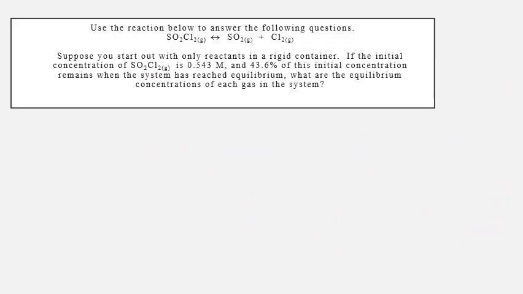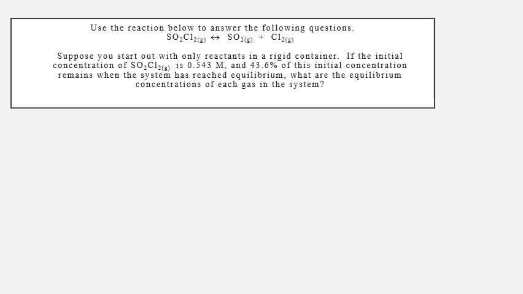The next reaction we're going to look at is the decomposition of SO2Cl2 into SO2 and Cl2 gas. Suppose you start out with only reactants in a rigid container. If the initial concentration of the SO2Cl2 is 0.543 molar and 43.6% of this initial concentration remains when the system has reached equilibrium, what are the equilibrium concentrations of each gas in the system? So in this case, we're not actually having to calculate out the value for the K. We're just simply looking at the equilibrium concentrations.